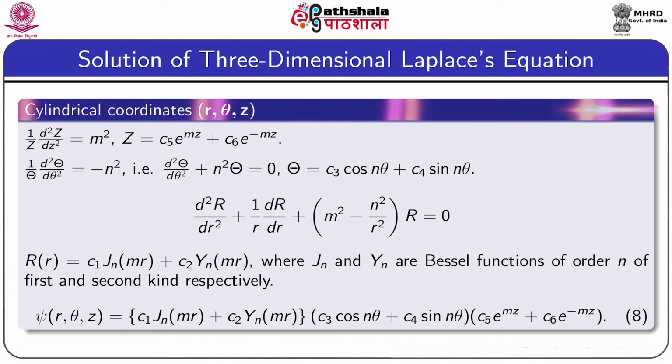Therefore, the solution of the Laplace equation in cylindrical coordinates becomes psi equals the product of capital R, capital Theta and capital Z, and these are the expressions for capital R, capital Theta and capital Z.